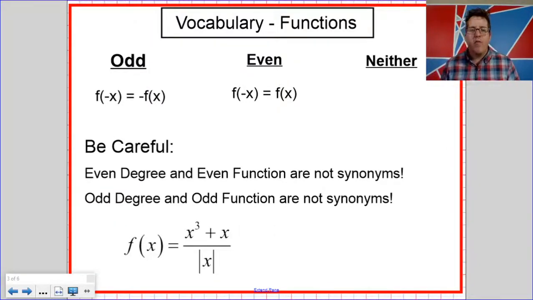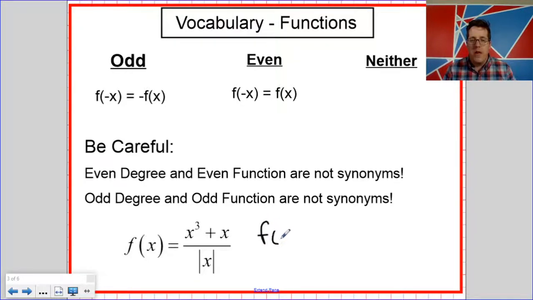Now, we need to be careful not to get confused with our terminology here. Even degree, for example, polynomial, and even function are not synonyms. Just because you see an even power on your leading term does not mean that it's an even function. Odd degree and odd function are not synonyms either. So for example, we'll take a look at this non-polynomial function, x cubed plus x all over the absolute value of x.